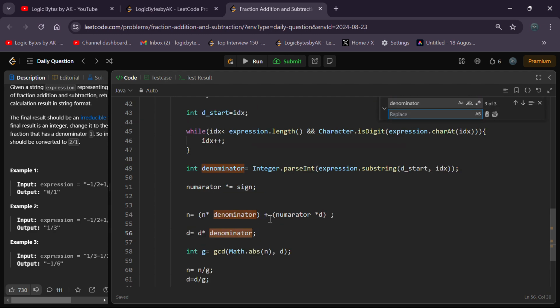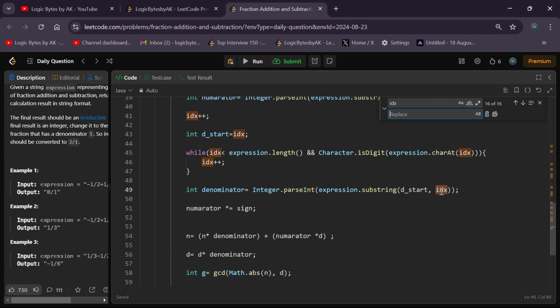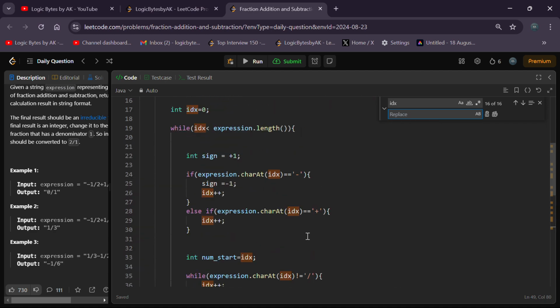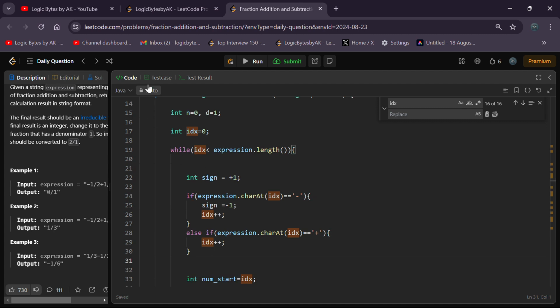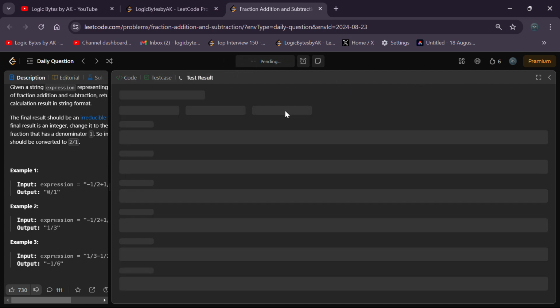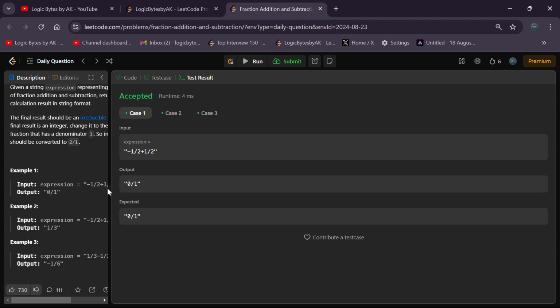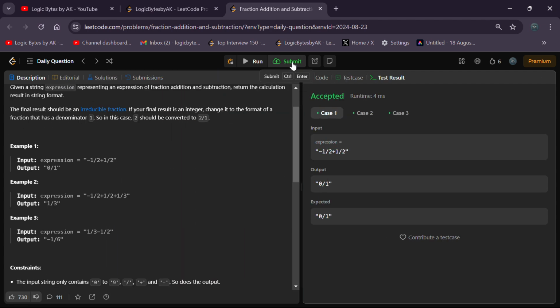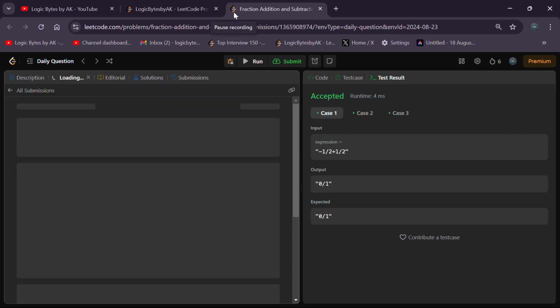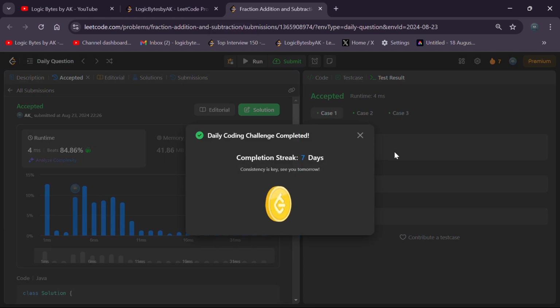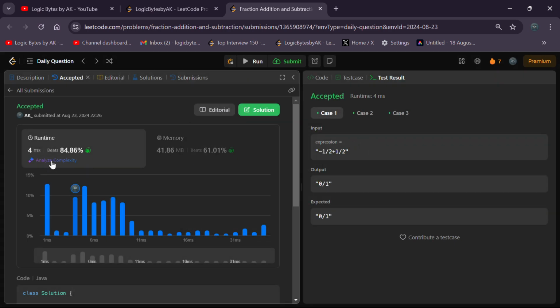So I think that's it. Let me check if there are any compilation errors. idx, idx. Okay, let me compile it. Yeah, accepted, guys. So let me just submit our solution. Yeah, it goes well. It beats 84.86%. Let's check the complexity.